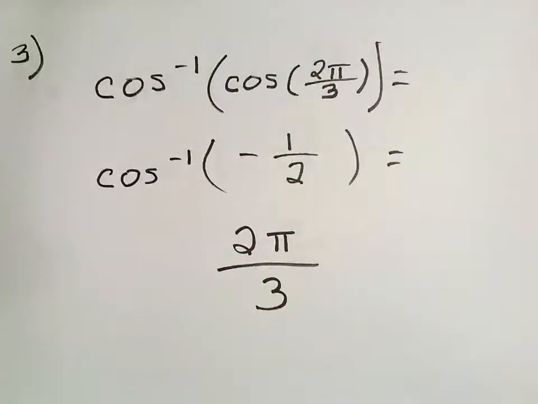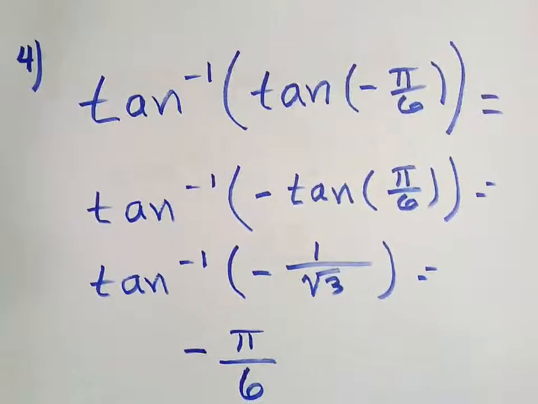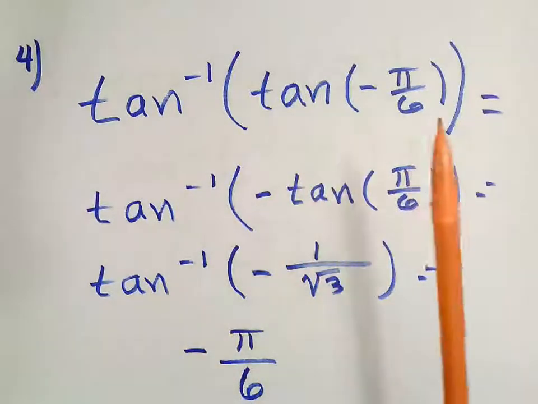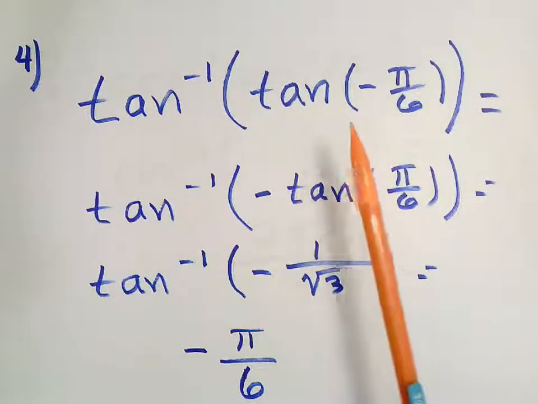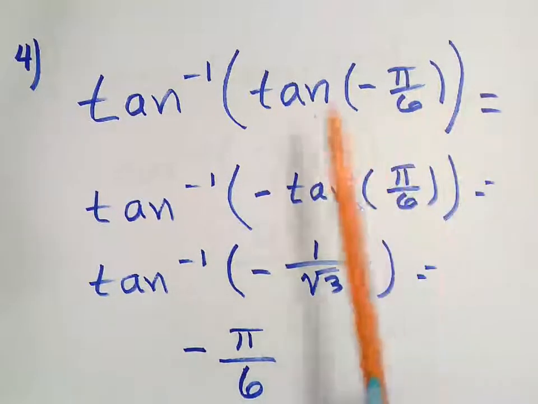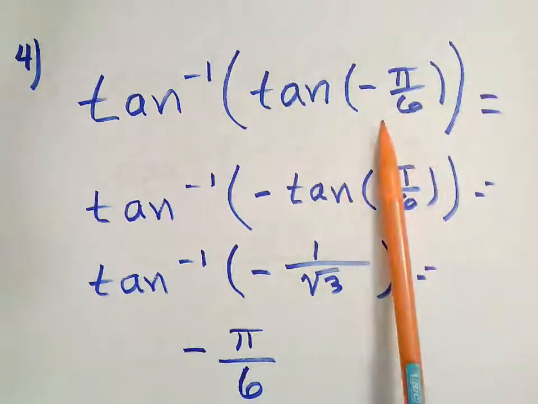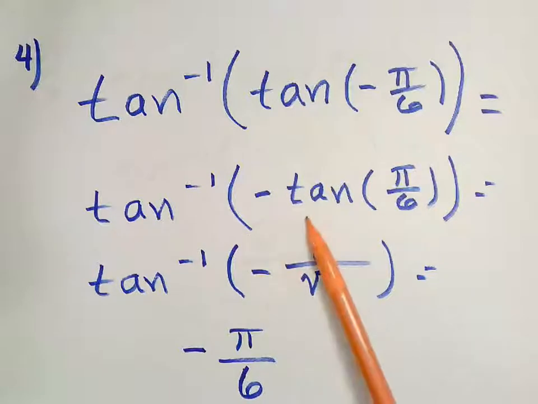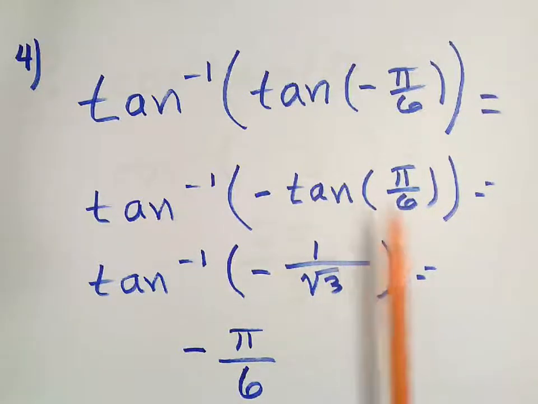Let's look at another example, a fourth example. We're looking at inverse tan of the tan of negative pi over 4. We're going to go back and remember our even and odd functions. Tangent is an odd function, so the tan of a negative angle is the same thing as a negative tan of the positive angle. So then we're going to look at the tan of pi over 6.